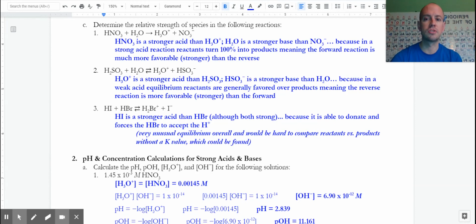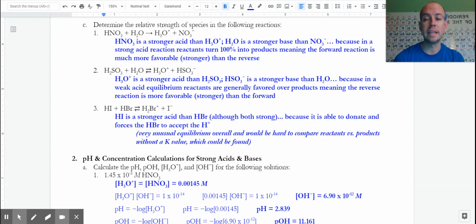HI is one of our 6 strong acids. HBr is one of our 6 strong acids. In this reaction, they are not both acting as acids. They are acting as an acid and a base. The HI gives away its hydrogen, the HBr takes that in. Although this would take a very weird circumstance to make this happen, probably not even an aqueous solution.